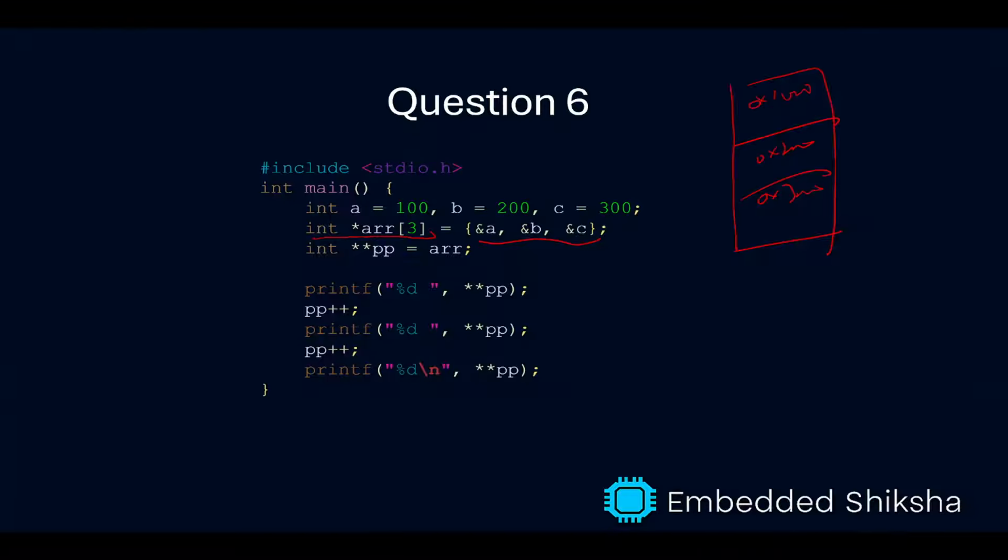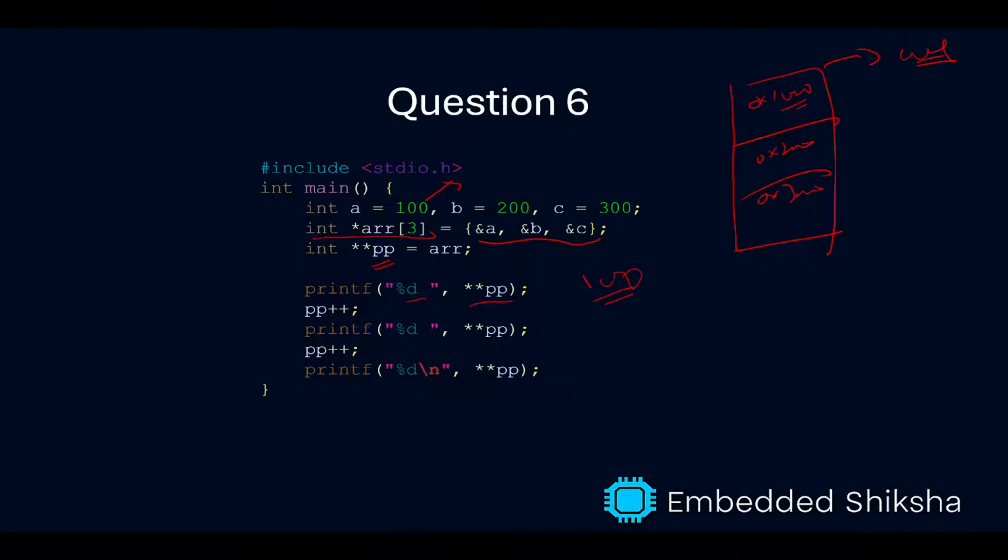All right, when I'm doing %d and dereferencing pp, pp is holding the base address of this array you just created, arr, which is an array of integer pointers. When you do **p, on the very first element, 1000 is pointing to the value 100, so this will give you 100.